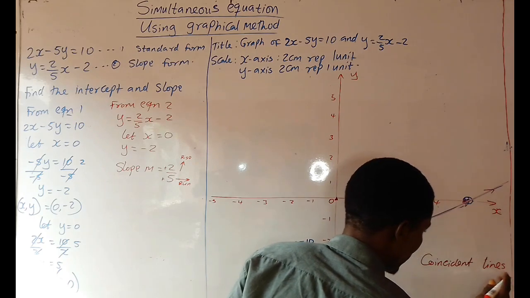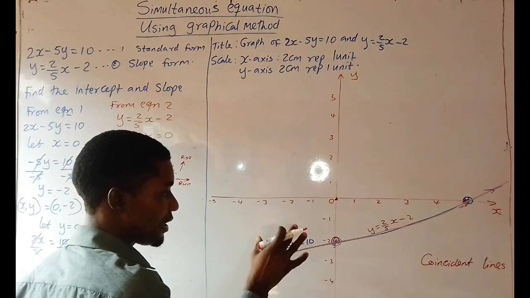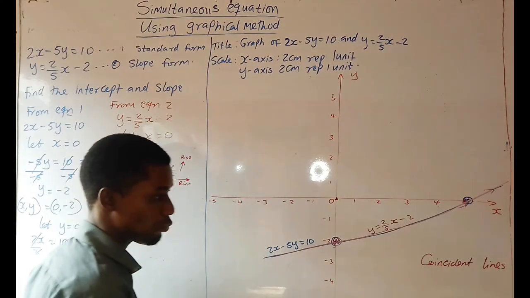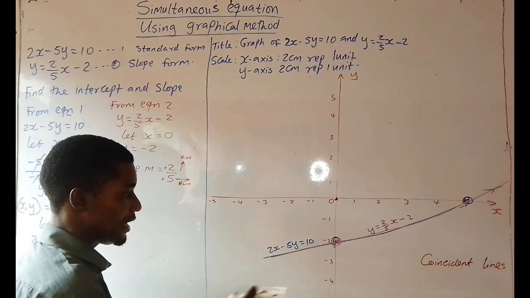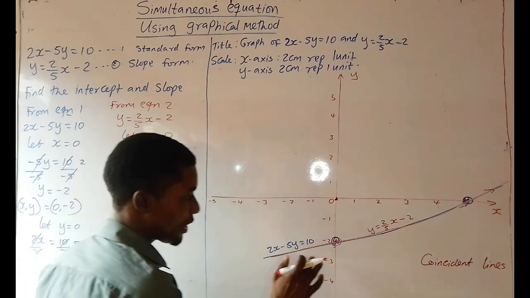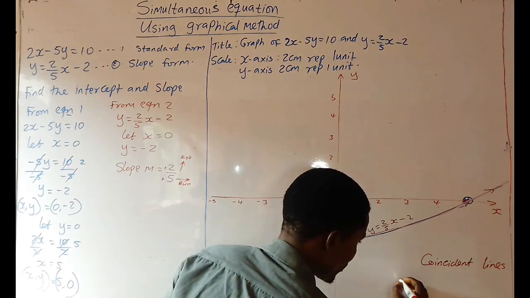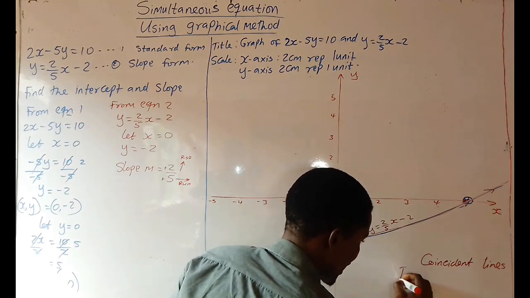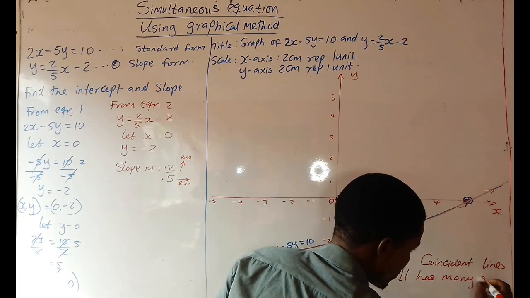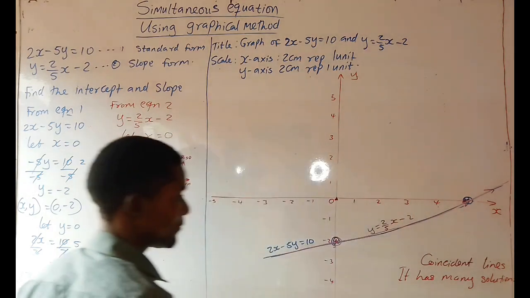Coincident lines. Anytime the two straight lines of the equation lie on each other, we call such lines coincident lines. This kind of equation has many solutions.